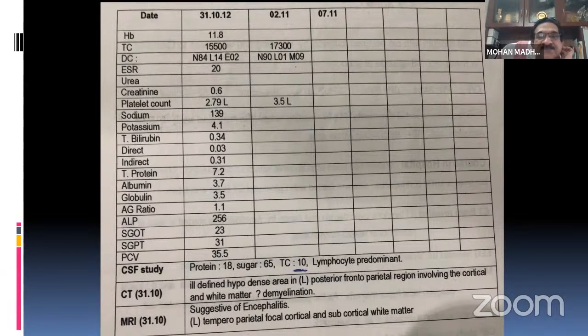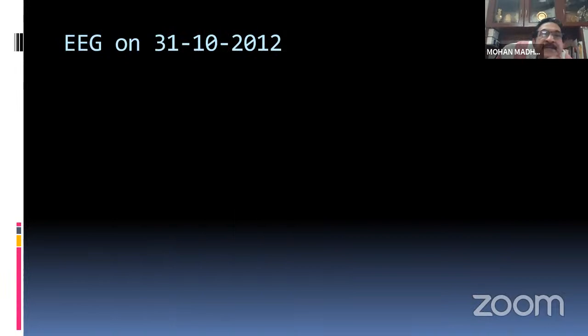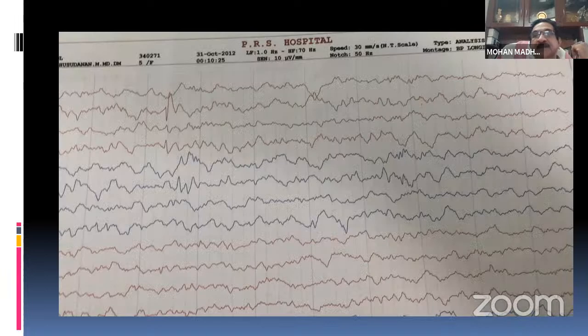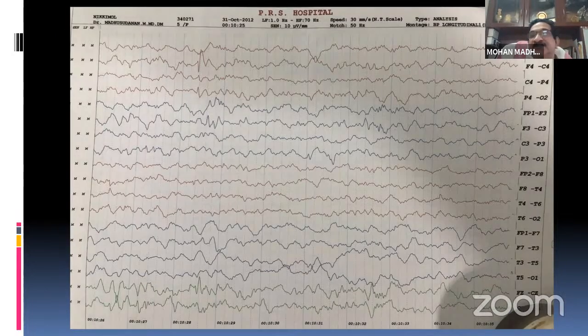So this was the CSF study at that time. CSF showed 10 cells. Protein, however, was 18, sugar normal. CT scan is already told. MRI was done, suggestive of encephalitis: left parietal focal cortical, subcortical white matter hyperdensity. EEG done on 31-10, a few days later, showed focal spikes coming from the right central parietal region, mainly the C4 region.